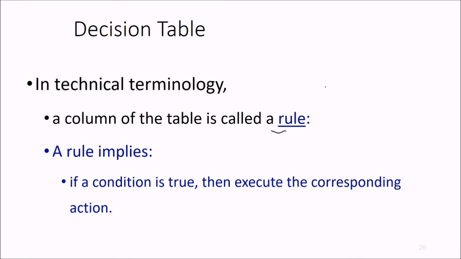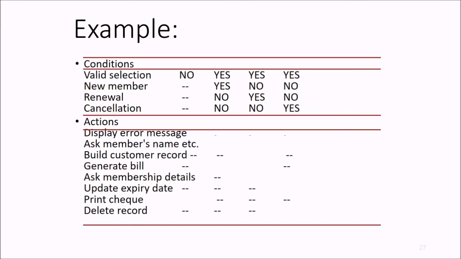And the rule implies, what do we mean when we say rule? If the condition is true, execute the corresponding action. Otherwise, no. So this is an example which we just took in the text form, then we represented in this decision tree form. Now, conditions are like this. You know, valid sections, these are the conditions, these are the actions. Conditions and actions. So valid selection, what will be the output, and display error message, ask member's name.